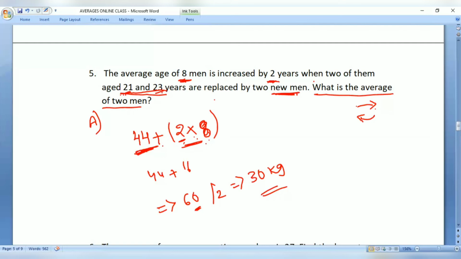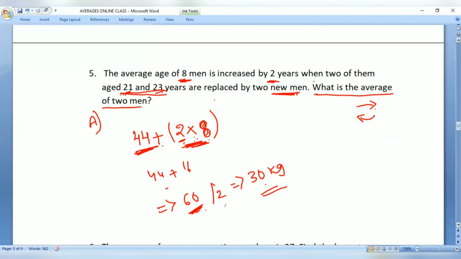The elimination and addition both remained unchanged. So here the persons total remained the same, 2 into 8. So the sum plus total average is giving you 6. Now since it is the total value of two persons' age, but we need to calculate the average, dividing by 2 will give you 30 kg as the required answer.